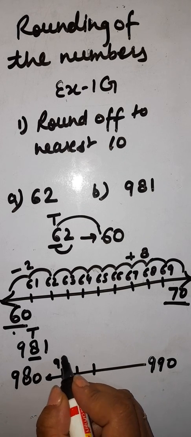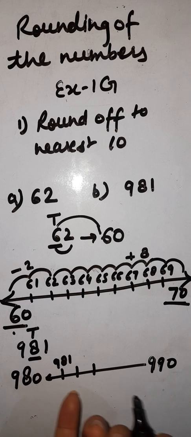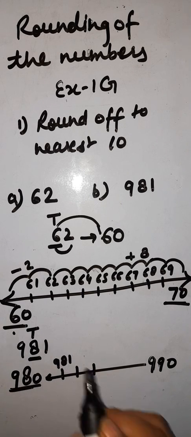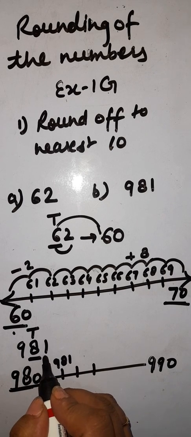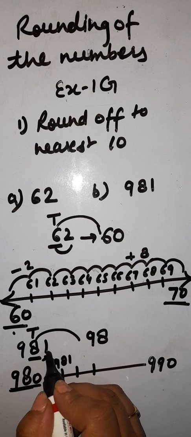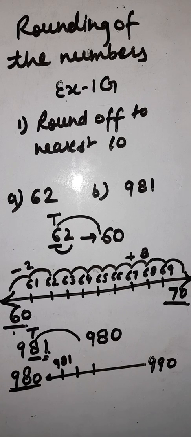This is 981. Now it is clearly seen that 981 is near to 980. How? Because it is 1. So the number will not change. It will remain 9, 8, and this digit converts into 0. Okay? Understood everyone? Let's take one more example of rounding off the numbers to the nearest 100 and 1000.